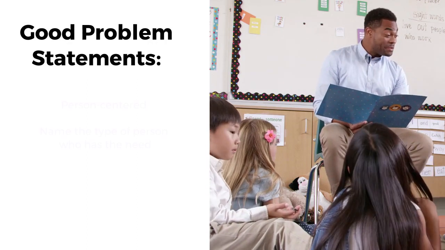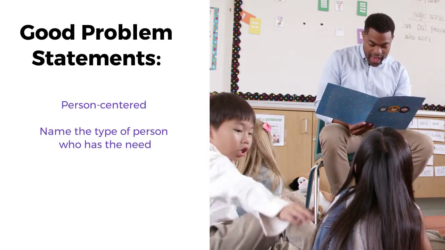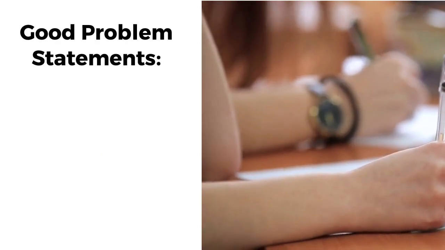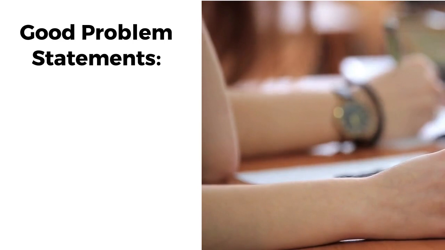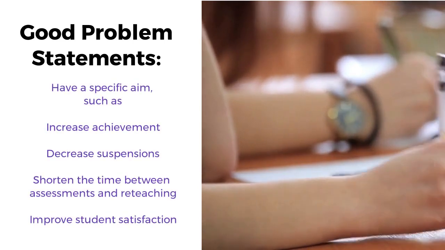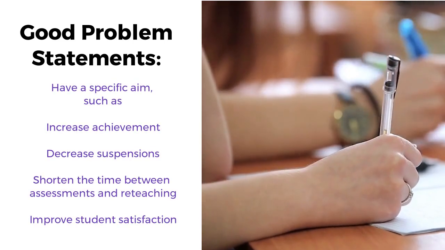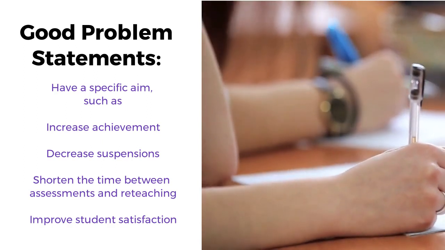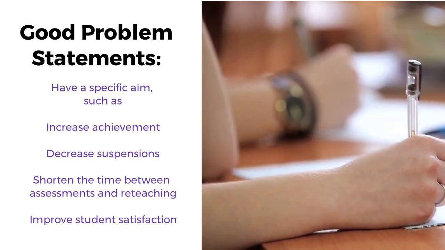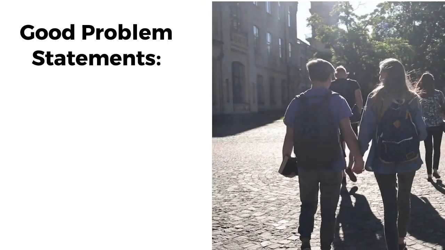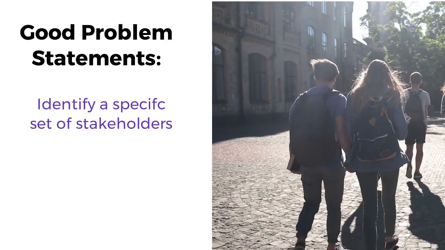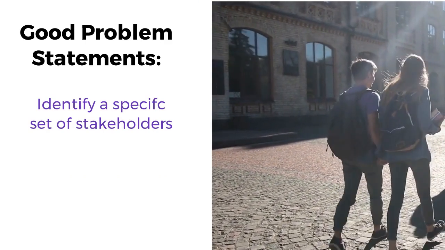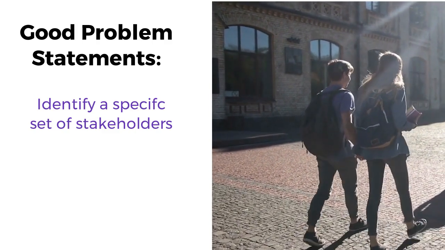Good problem statements are person-centered and name the type of person who has the need spelled out in the statement. Good problem statements have a specific aim. Some aims might be increase student achievement, decrease suspensions, shorten the time between assessments and reteaching, improving student satisfaction. They also identify a very specific set of stakeholders: ninth grade students, special education teachers, parents who work off hours.